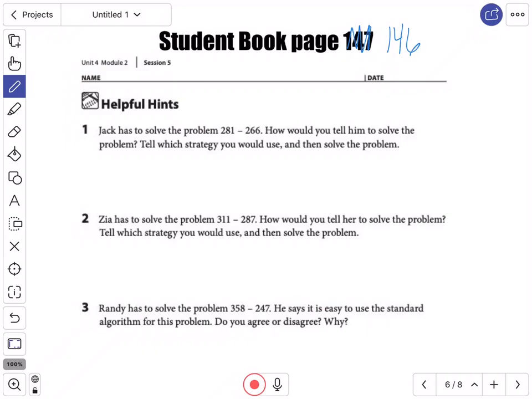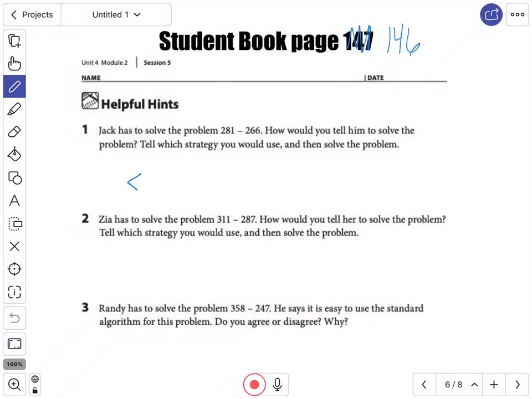146. And I'm just going to the next slide so that I have a bigger screen to write on, okay? So Jack has to solve the problem 281 minus 266. How would you tell him to solve the problem? Tell which strategy you would use and then solve the problem.